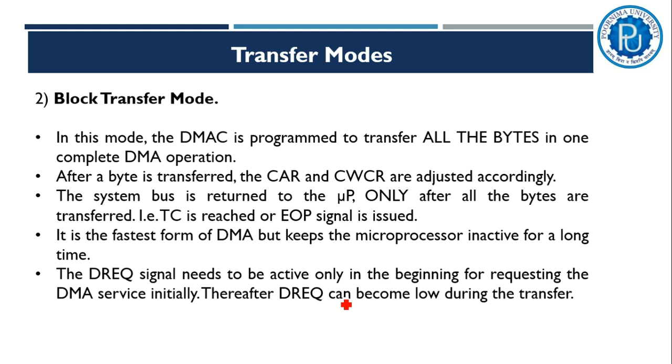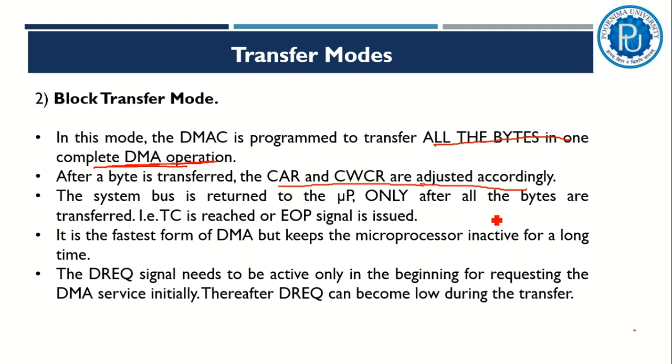Now there is also block transfer. In this mode, the DMAC is programmed to transfer all the bytes in one complete DMA operation. So DMA wants to send all the bytes in one complete DMA operation. After a byte is transferred, the CAR and CWCR are adjusted accordingly. In all cases, these values are adjusted whenever there is a transfer.